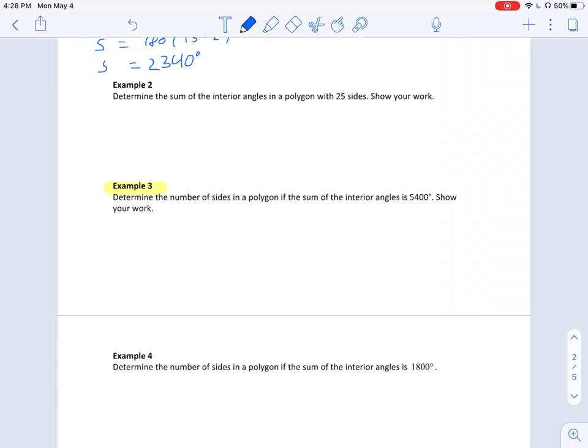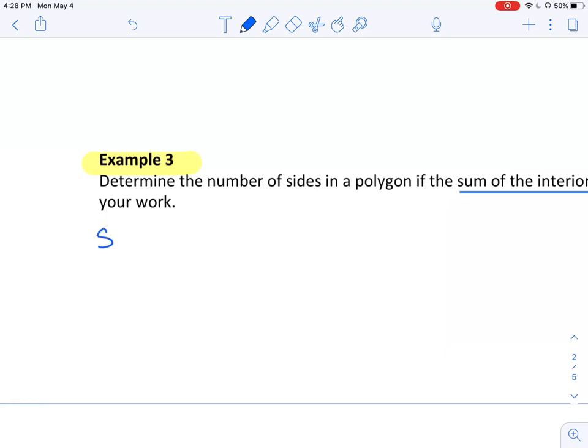Determine the number of sides in a polygon if the sum of the interior angles is 5,400. Okay, so a little bit different now. We're not given the number of sides, we're actually given the sum of the interior angles as a value. So if we're going to use the equation S equals 180 bracket n minus 2 to find the sum of the interior angles, and we are given the sum, that would be our S value. So 5,400 is equal to 180 bracket n minus 2, right?